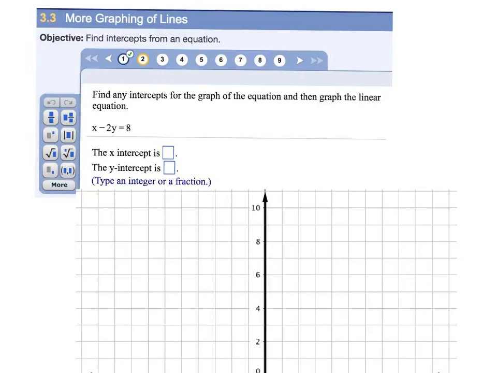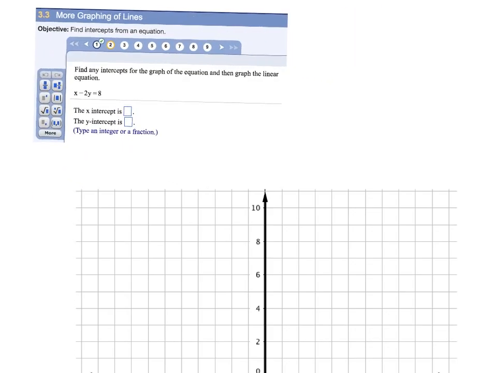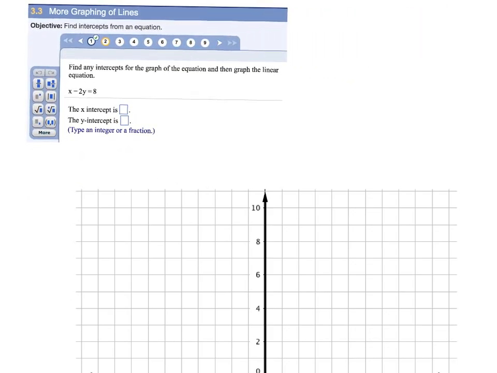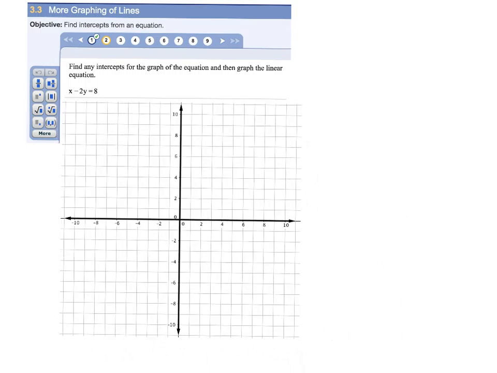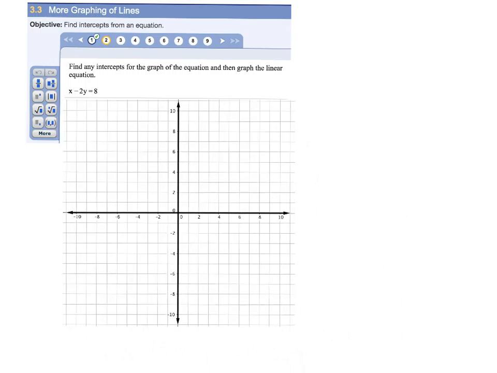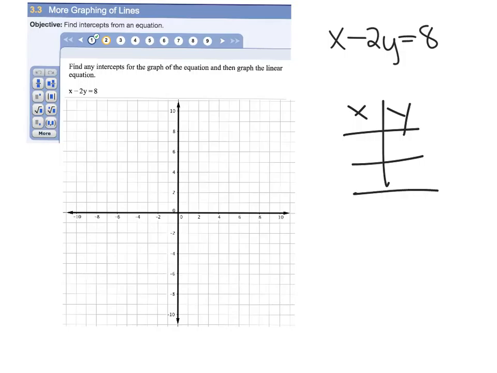So here we're being asked to again find the intercepts for this particular graph. The first thing we're going to do is write that equation over here, x minus 2y is equal to 8. Then we know that we need to create that table, and we're only going to have two values, two ordered pairs.